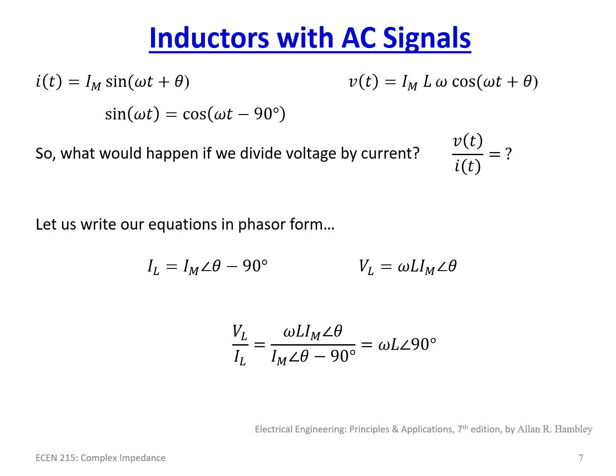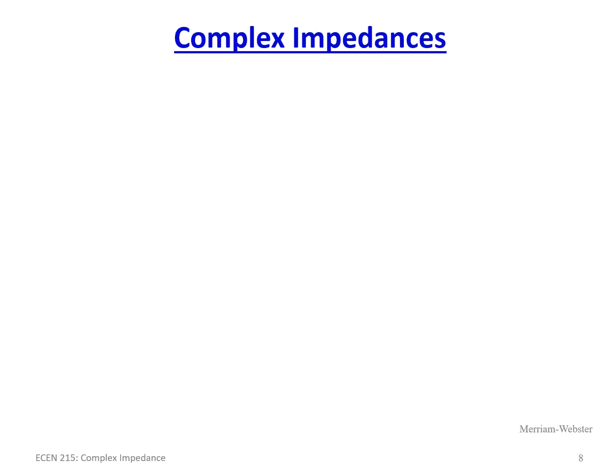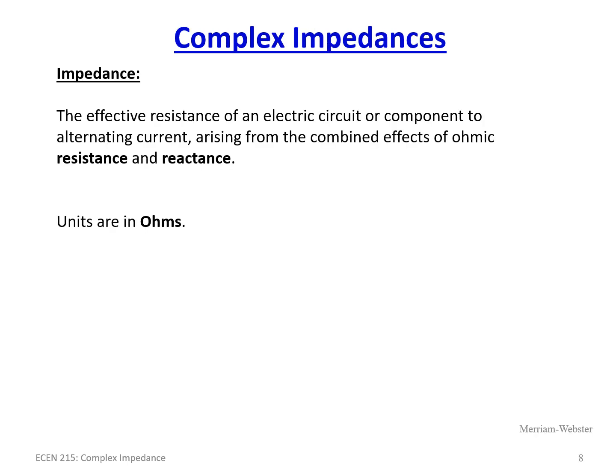So we're going to change the word resistance and we're now going to use the word impedance, because now we've introduced complex numbers. Just to give the definition, straight out of the dictionary: impedance is the effective resistance of an electric current or components to alternating current arising from the combined effects of ohmic resistance and reactance. And the units are still in ohms.